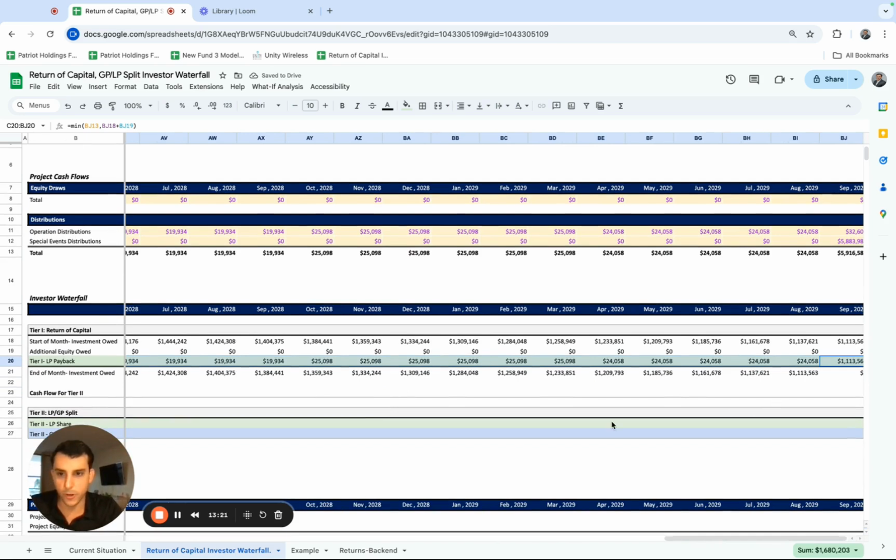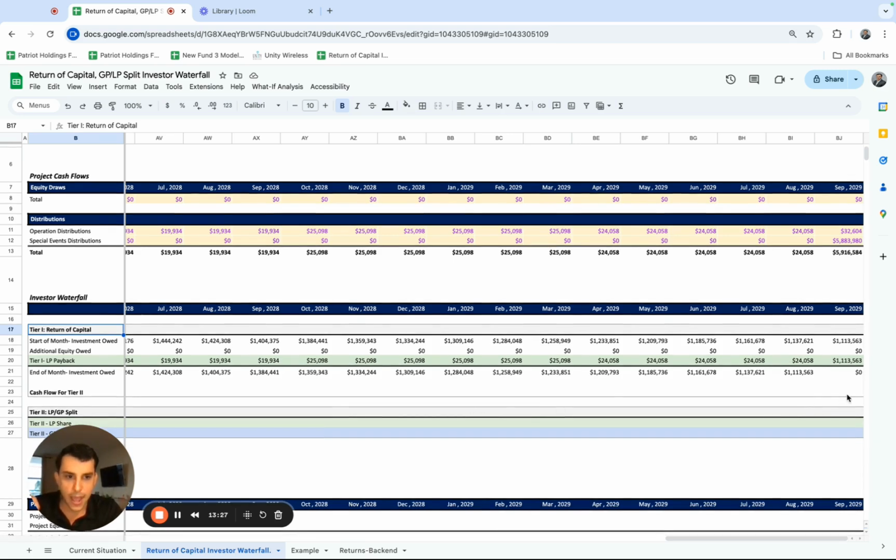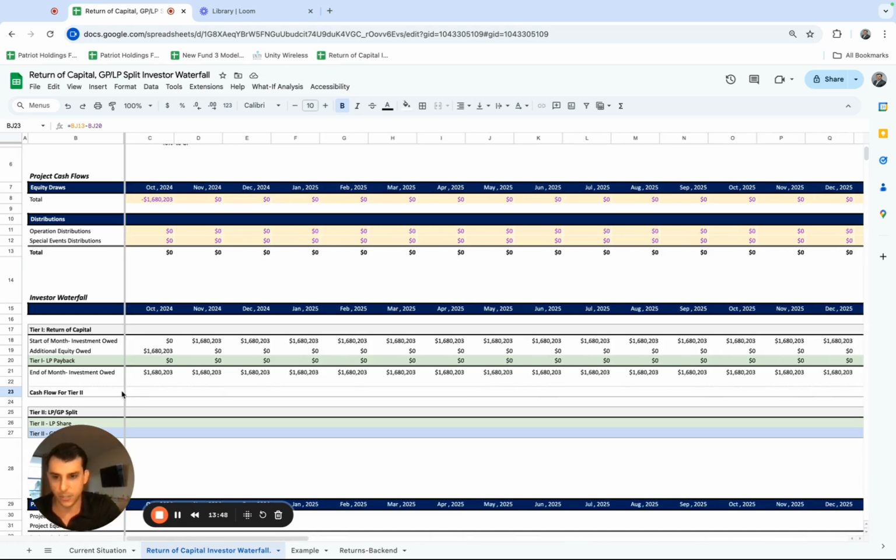Now we want to do cash flow for tier 2. So remember, this is tier 1, return of capital. How much money after we completed tier 1 is going to now be going into tier 2? Well, you want to say, here's the amount of money from the project that I have to give. I mean, where's the money coming from? This is the source, the 5.9. And how much did we pay back in this first tier? We paid this back. So this is the amount for tier 2. So let me pull this all the way over.